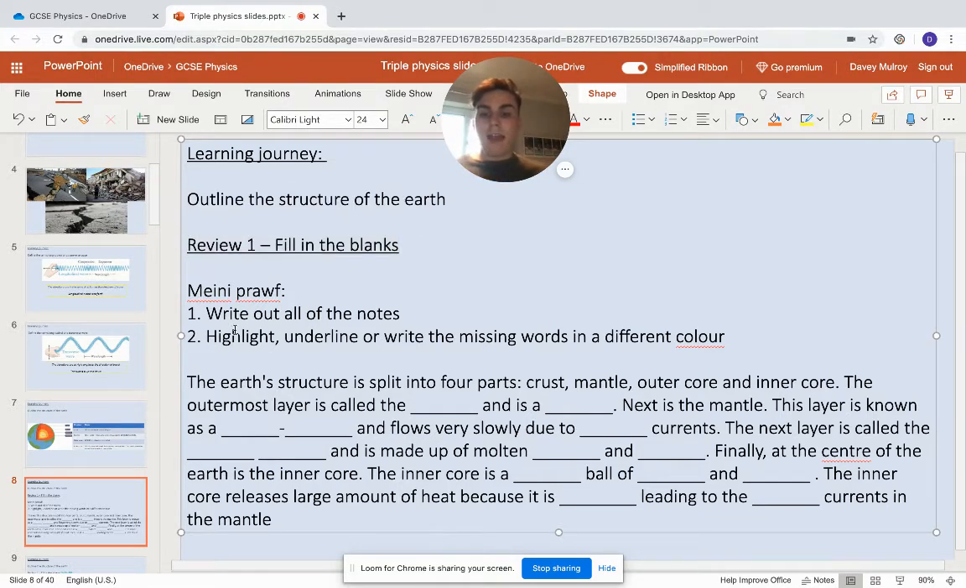Now, there's a success criteria which I want us to follow for filling in these notes. First thing, we are going to write out all of the notes. We're not just going to write in the missing words. This is because I really want you to have detailed notes to look back on. Second thing is when you are filling in these gaps, so you know which keywords you've added in and where they were so you can mark the answers, I'd like you to highlight, underline, or write the missing words in a different colour. So I need you to hit pause and complete this activity.